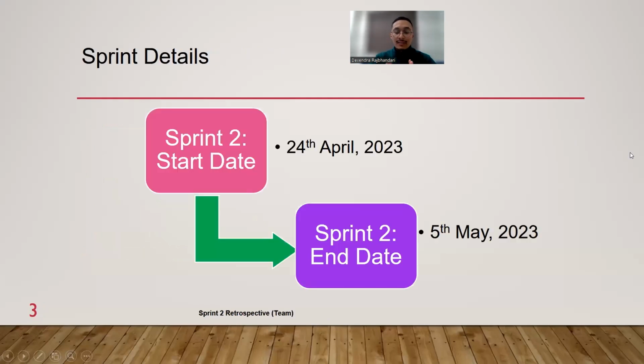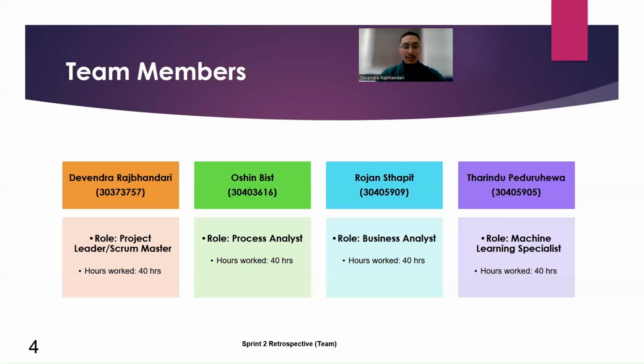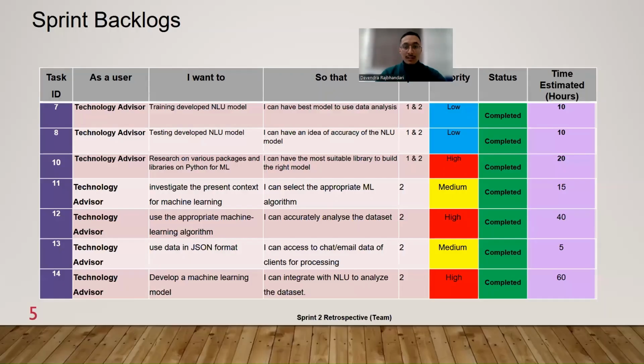So our sprint started on 24th April and ended on 5th May. So the sprint was for 2 weeks. Each team member worked for approximately 40 hours, and in total 160 hours to complete Sprint 2, performing various tasks that we concluded in Sprint 2. The sprint backlog consists of 7 different tasks, with 3 tasks being highly prioritized under Sprint 2.